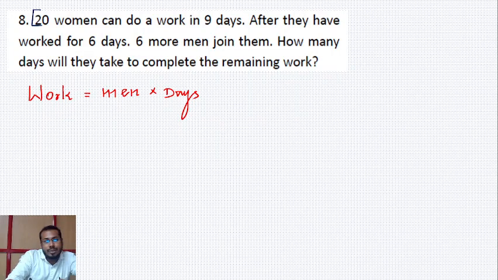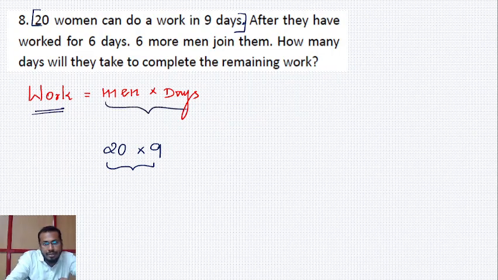20 women can do a work in 9 days, and there is a full stop here. So please listen carefully. First, men is 20, and days is 9. The work is nothing but men into days. So this is the work given. Now look at this. After they have worked for 6 days, here we should concentrate a little bit more, because after they have worked for 6 days means still 6 days these 20 women worked. Is it right? 20 women worked for 6 days.